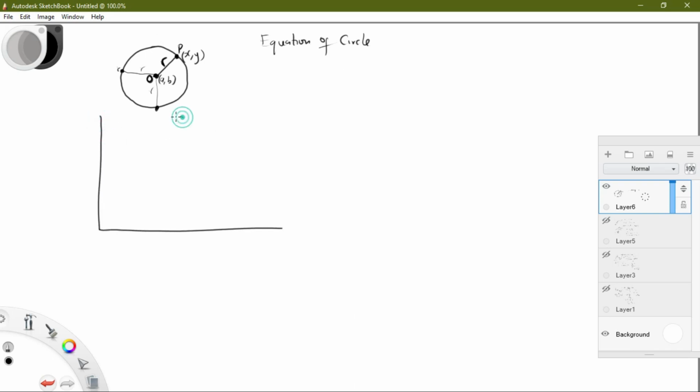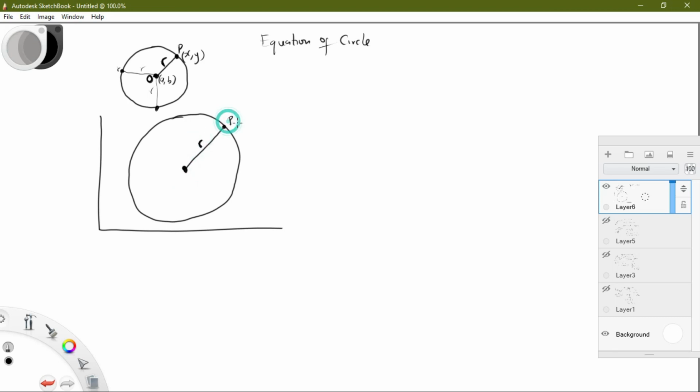I think you should understand better with this. Let's draw it in a graph. Sorry, my circle is not looking like a circle. It's looking like, I don't know. So this point to this point is what we're trying to deal with, which is the radius, right?